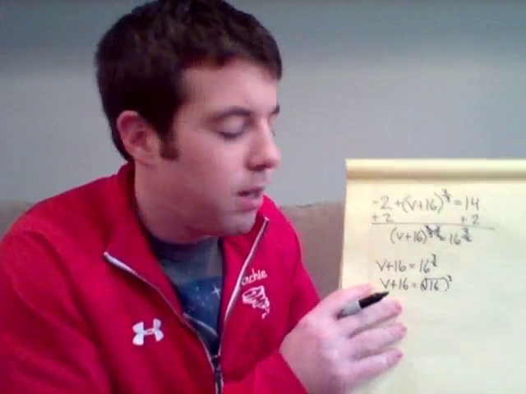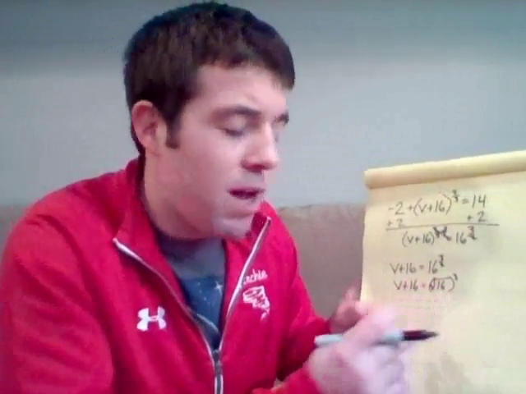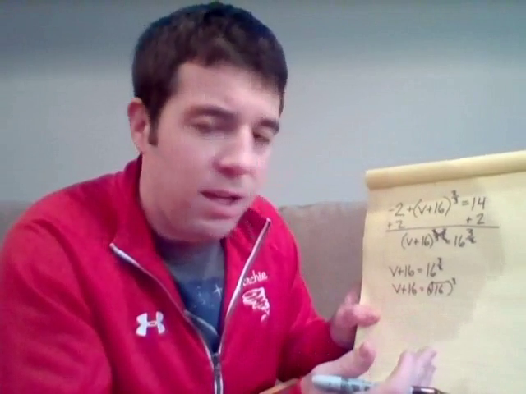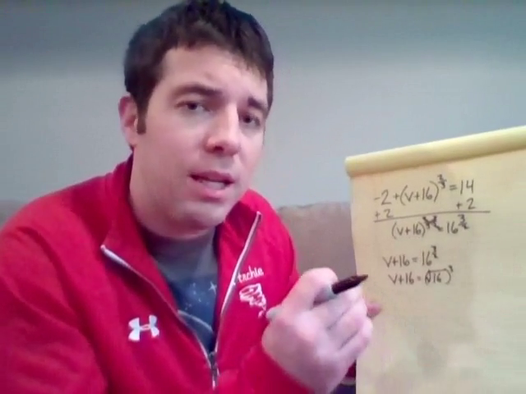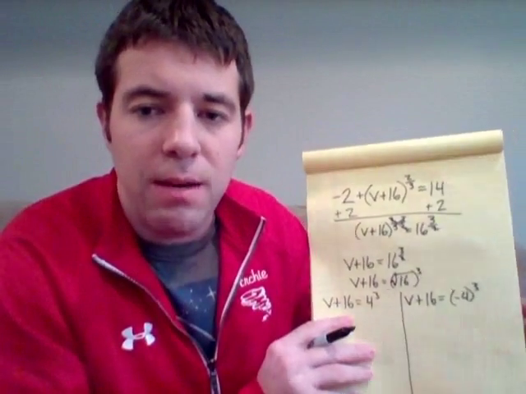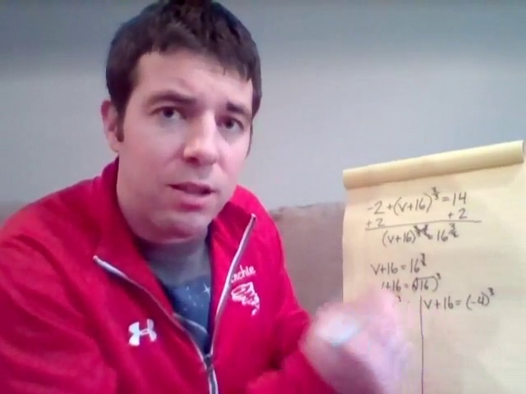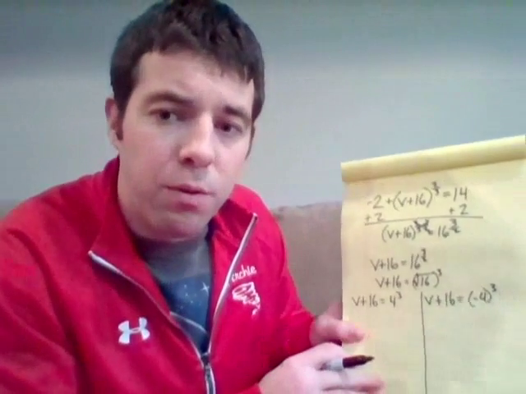Okay, now here's where it can vary based on what you have. If I've got a radical, what's the square root of 16? It's not just 4, it is negative 4 as well. So I'm going to have to split my problem in half, basically. I'm going to have one where v plus 16 equals 4 cubed, and one where v plus 16 equals negative 4 cubed. Because now I'm going to have two potential answers, because radical 16 could be either 4 or negative 4.